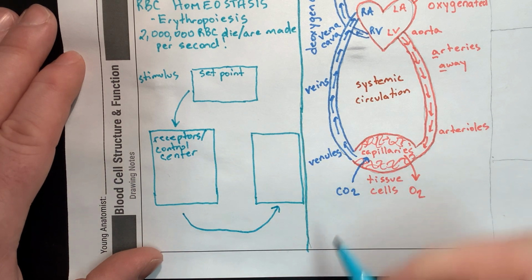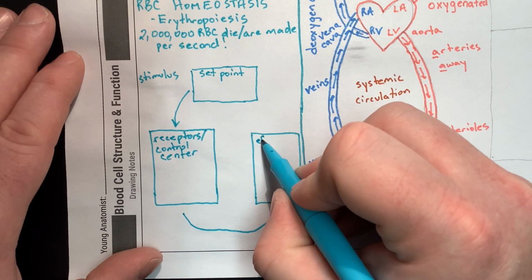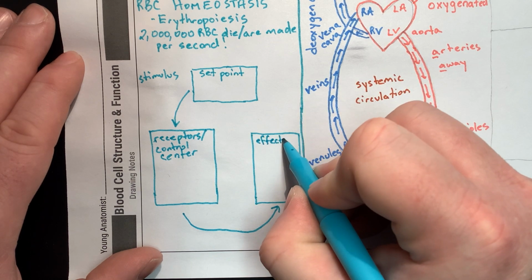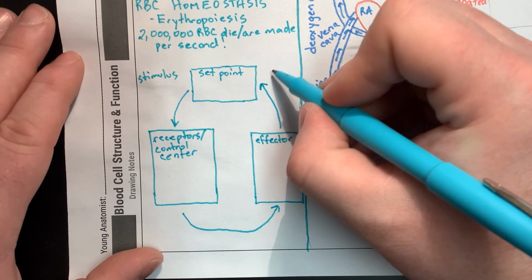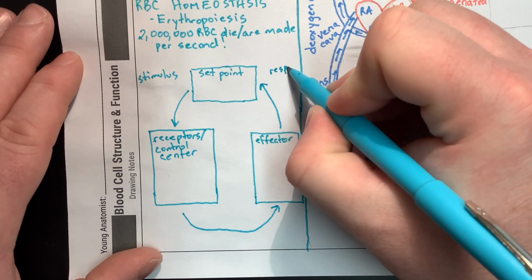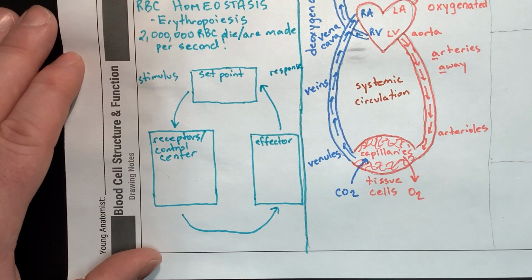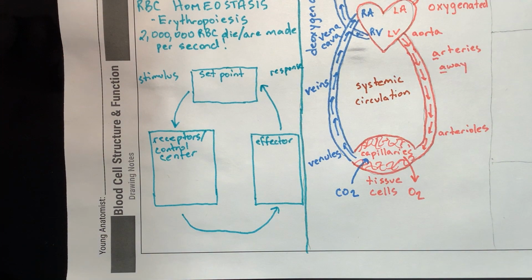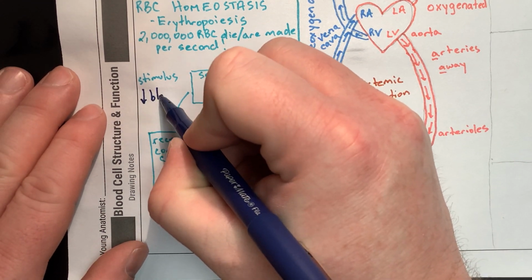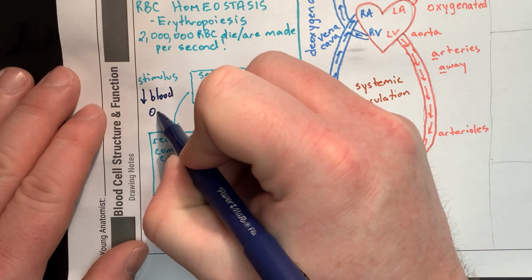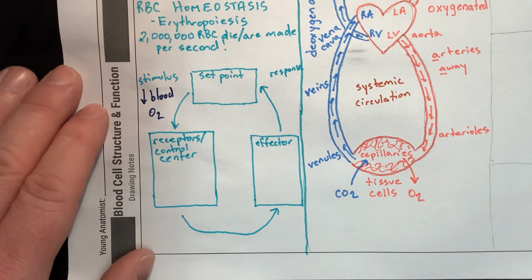The control center has to communicate with the effectors. And then, of course, that causes the response of returning back to the set point. Now, in this case, our stimulus isn't like low red blood cells, but actually has to do with what red blood cells do. So the stimulus is going to be a decrease in blood oxygen. Decrease in blood O2.